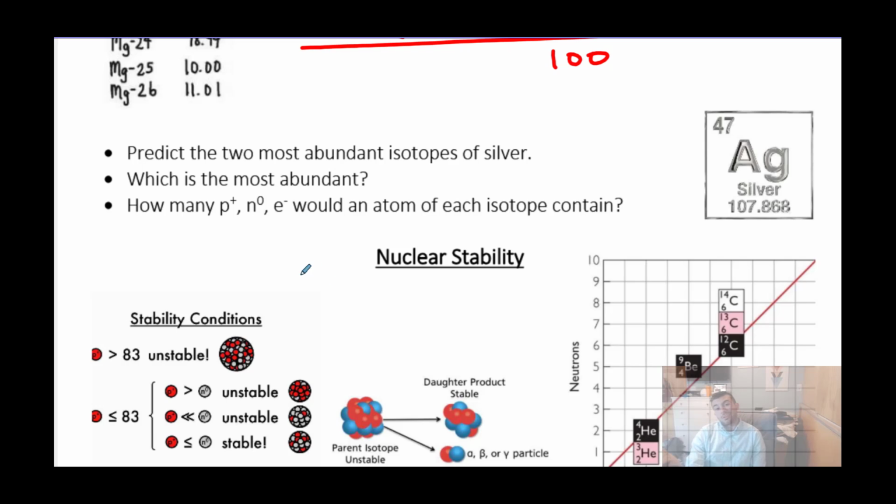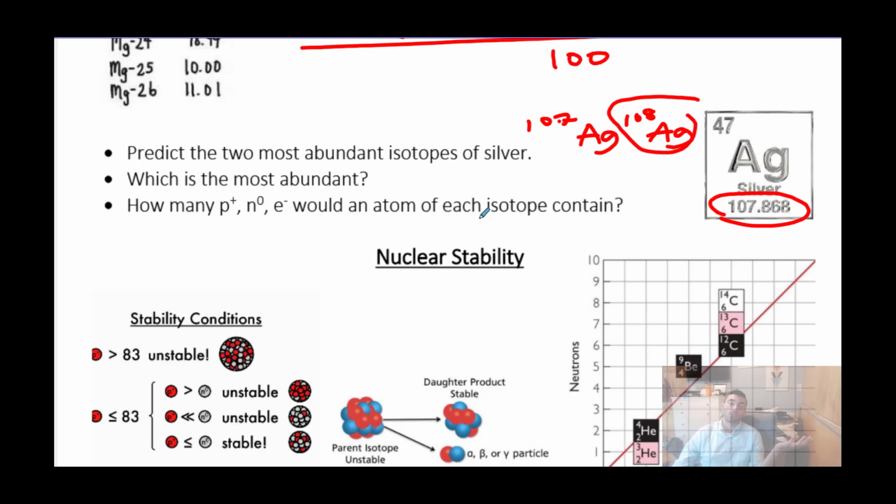We can answer lots of interesting questions, like take silver, for example. I gave you the periodic table element box here. Predict the two most abundant isotopes of silver. Just based on this atomic mass, if we know we're averaging them together, we would predict that silver 107 and silver 108 would be the two most abundant isotopes of silver. The one that is most abundant is most likely silver 108, as the average atomic mass is closer to it. So it's pulling the weight of that mass closer to that value.